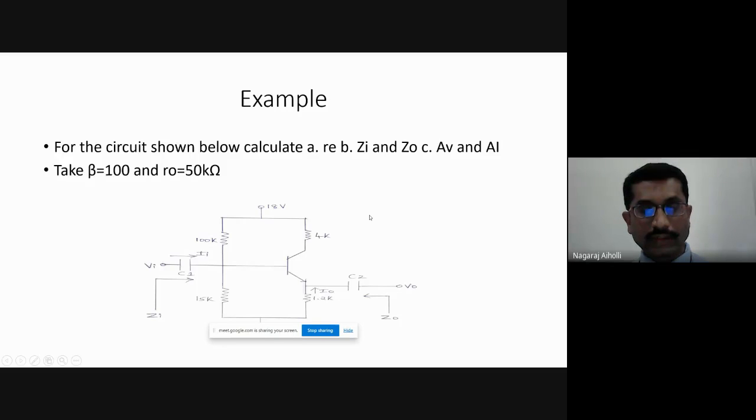Note down this circuit and the problem statement. I'll repeat. For the circuit shown below, calculate small re, second Zi and Z naught, input impedance and output impedance, third voltage gain and current gain, AV and AI. Consider beta equal to 100 and R naught, output resistance, as 50 kilo ohms. Note down the circuit.